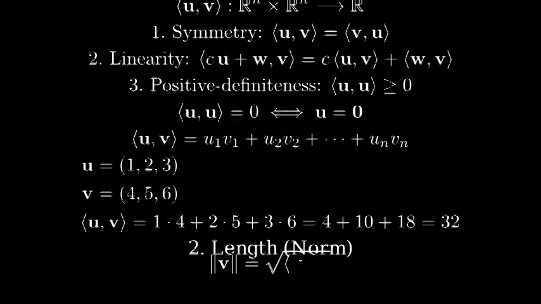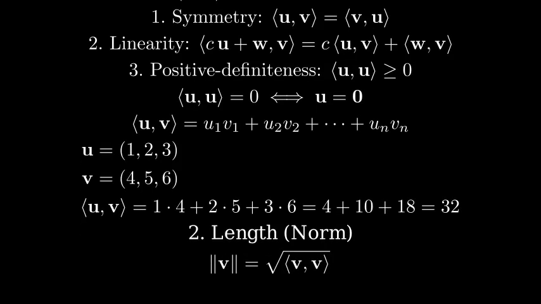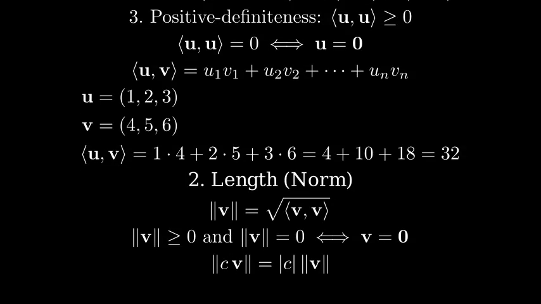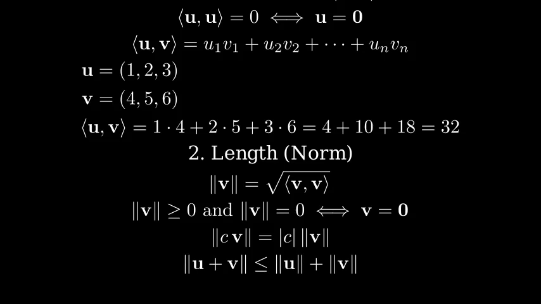Once we have an inner product, we can define the length or norm of a vector. The length of a vector v is the square root of the inner product of v with itself. The norm has several important properties. First, the norm is always non-negative and equals 0 if and only if the vector is the zero vector. Second, the norm satisfies homogeneity. The norm of a scalar times a vector equals the absolute value of that scalar times the norm of the vector. Third, we have the triangle inequality. The norm of the sum of two vectors is less than or equal to the sum of their individual norms.